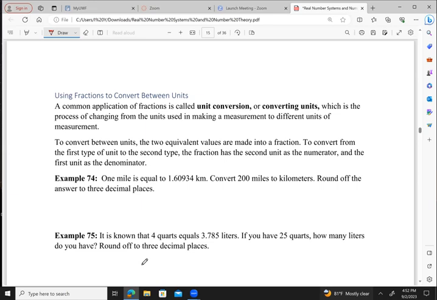So 1 mile is equal to 1.60934 kilometers. 1 mile is 1.60934 kilometers.